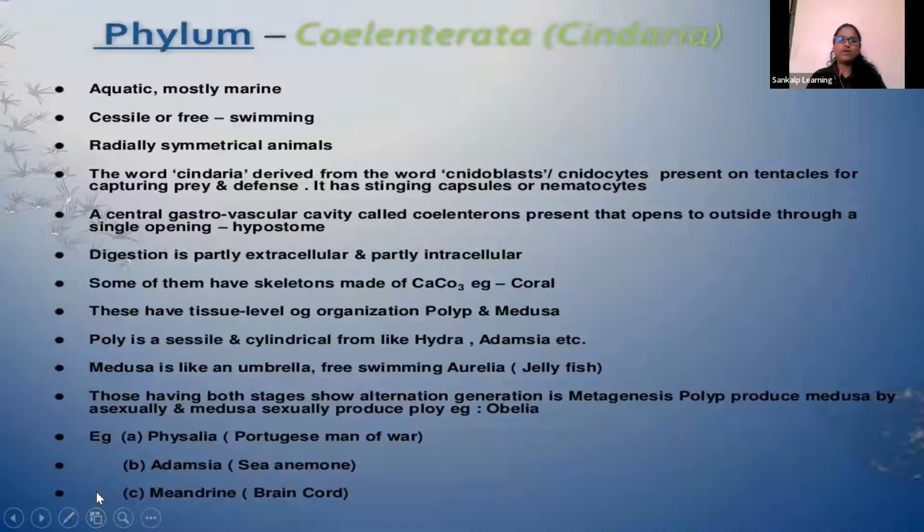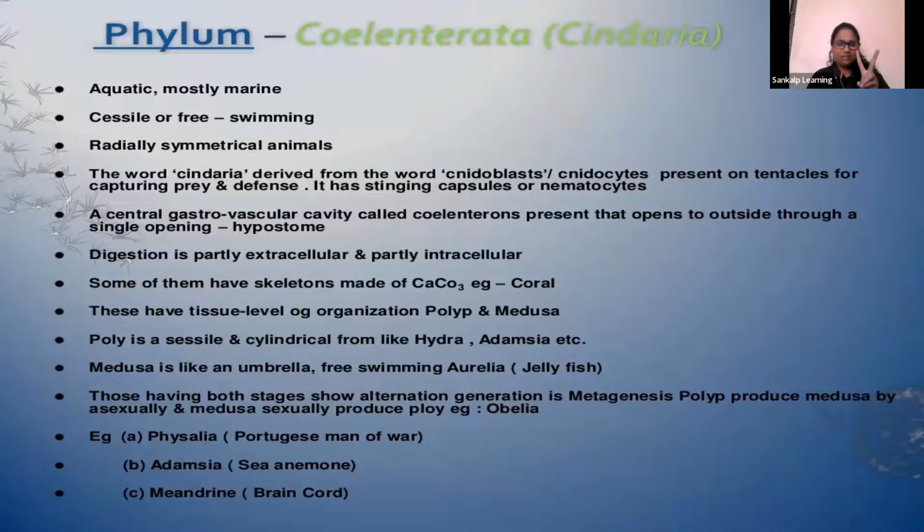Then when we come to the phylum Coelenterata, it is mostly marine. It is sessile or free swimming. Radially symmetrical animals will be present. And we know that the other name of Coelenterata is Cnidaria. It will be having a central gastrovascular cavity. Then digestion will be partly extracellular, partly intracellular. Some of the digestion takes place inside the body. Some of the digestion takes place outside the body. Then they will be having the skeleton made up of calcium carbonate. They have tissue level of organization.